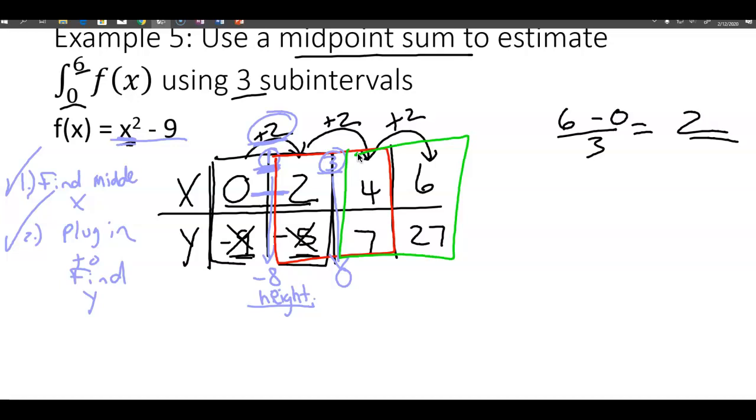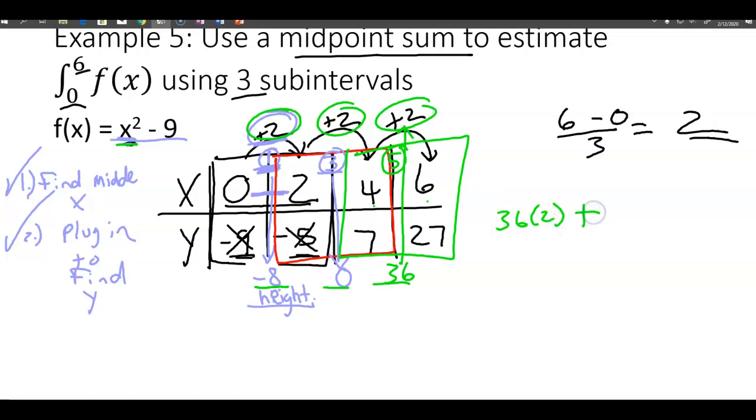Okay, so the middle x between 4 and 6 is 5. So if we plug that in, we get 25 take away 9, which would be 36. So here are the 3 heights of our 3 rectangles, and here are the 3 bases of our 3 rectangles. So that's the idea here. So we go height times base plus height times base plus height times base.